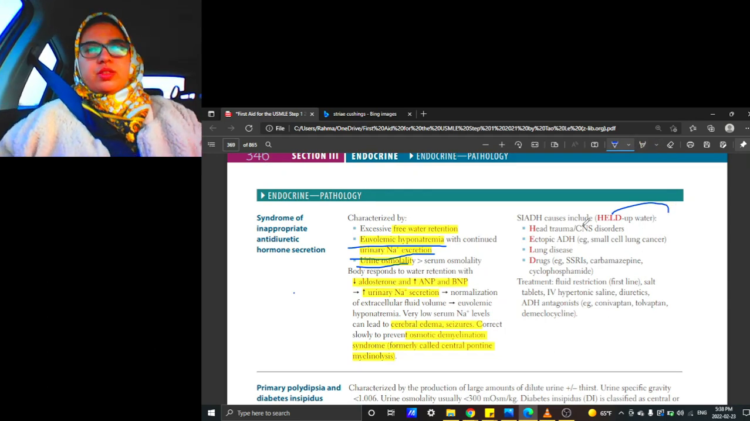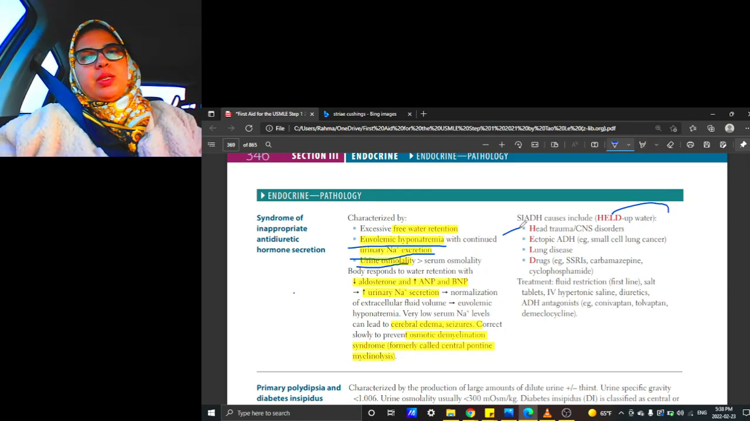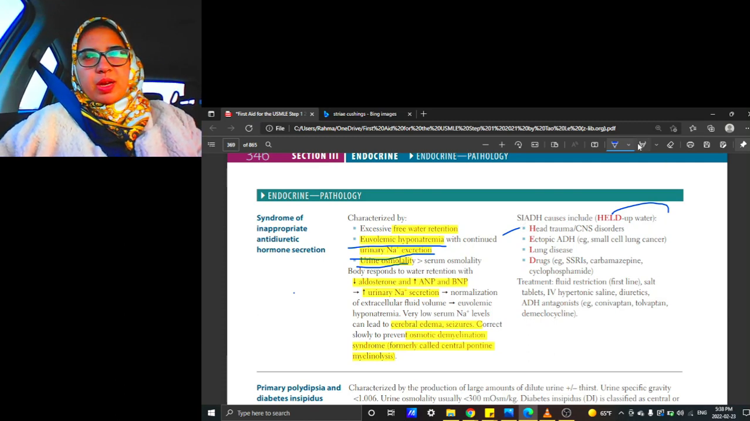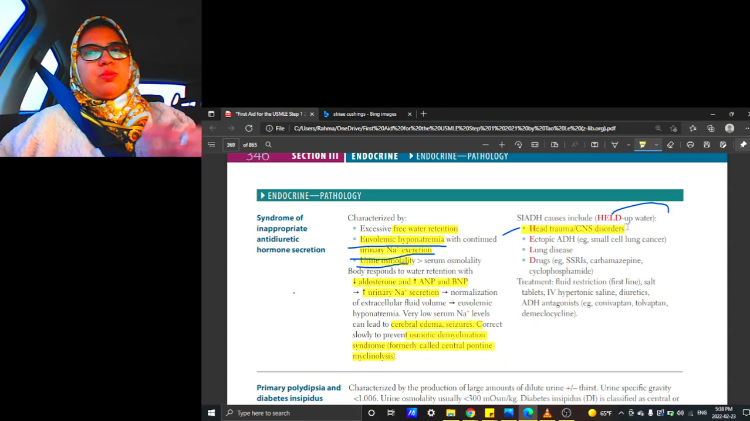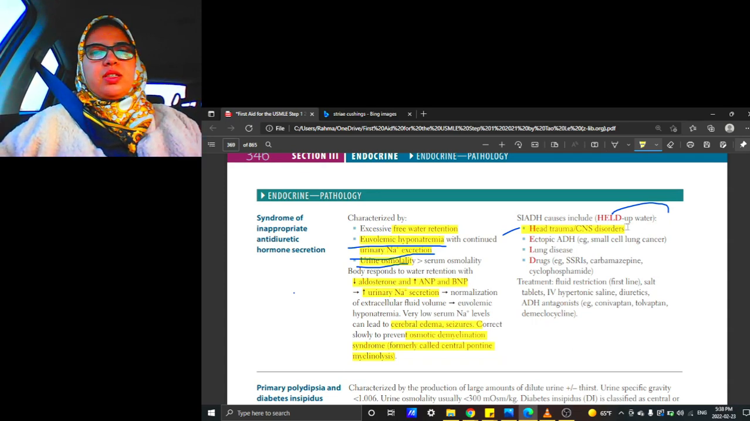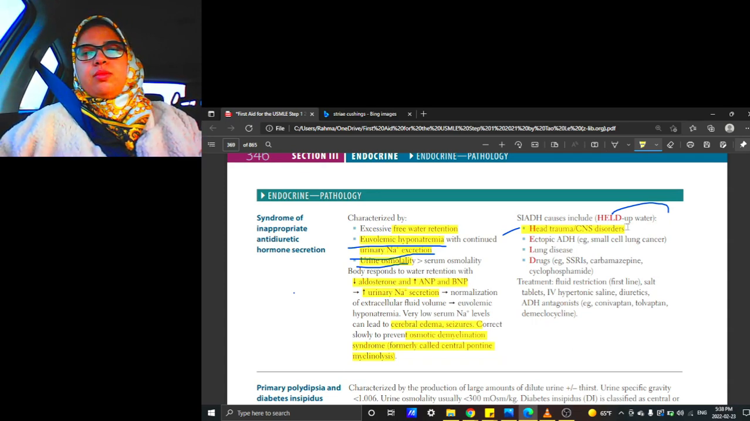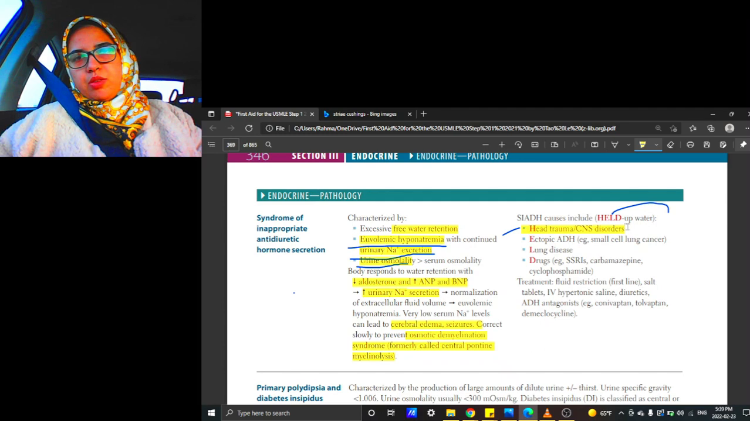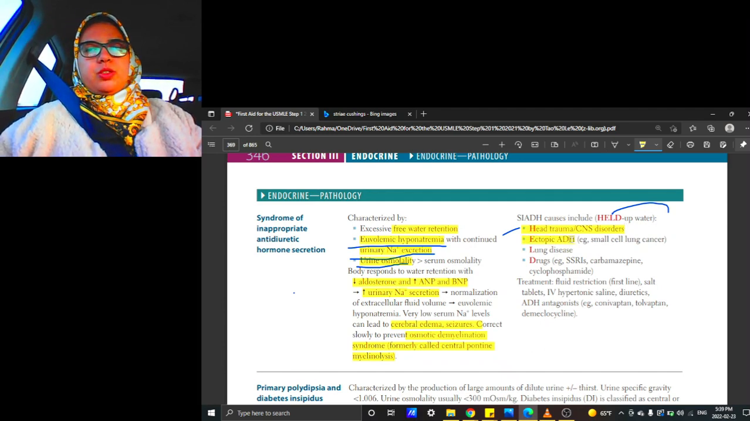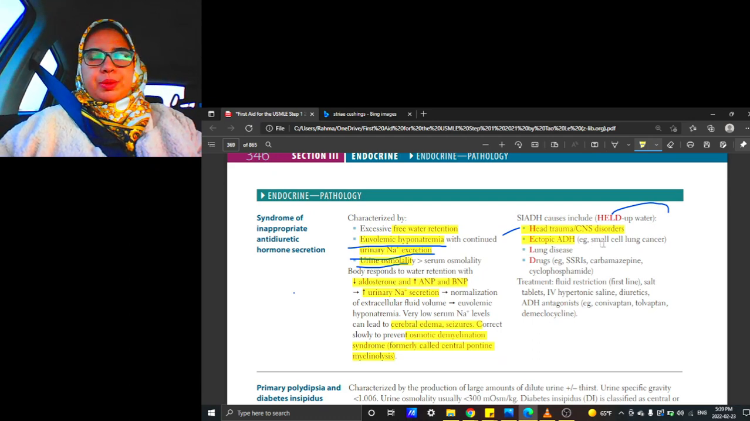So what are the causes? Well, frequently the cause is going to be head trauma and CNS disorders. Do not underestimate how many times they will ask you this question. A lot of the times it's just like somebody came out of a motor vehicle accident and they're not peeing as much. And one of the reasons can be SIADH, syndrome of inappropriate antidiuretic hormone. Or you will have ectopic ADH. So these two are really, really important.